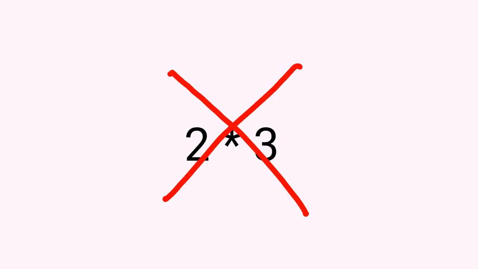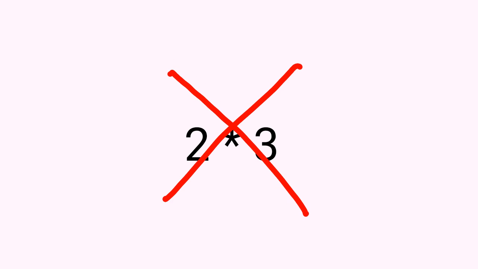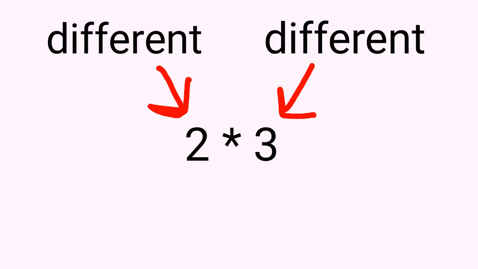But I cannot go and do 2 times 3. 2 times 3 wouldn't be a perfect square because they didn't multiply by the same number. 2 and 3 are not the same number, so you can't multiply those together and get a perfect square. They have to be multiplied by the same number. If it's multiplied by the same number, then you'll have a perfect square. If not, then it's not a perfect square.